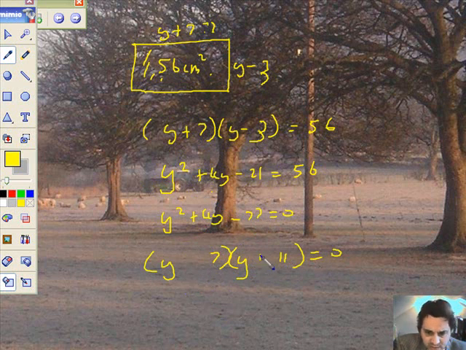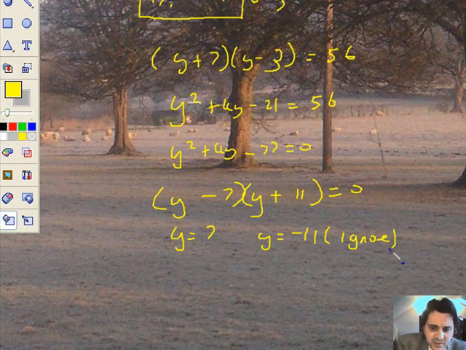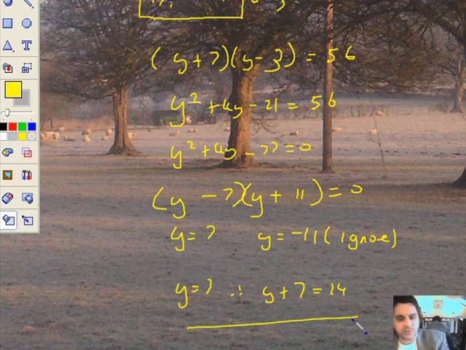So who do I want to win? It's got to be plus 11 minus 7, that'll give me 4. So answer, y equals 7 or y equals minus 11. So that one I'm going to ignore because you can't have a negative length. So here we go. I've got y equals 7, therefore y plus 7 equals 14, because 7 plus 7 is 14. Really easy. I fancy the last one as well.